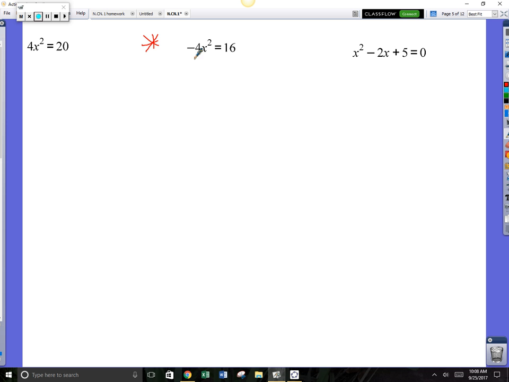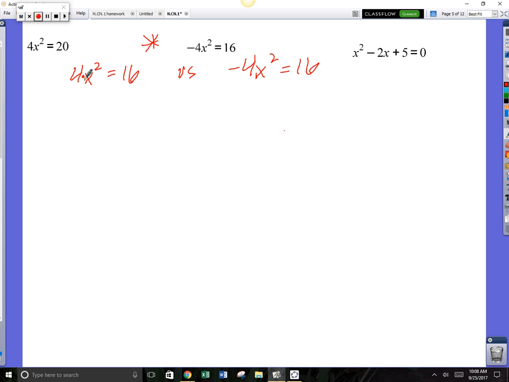Okay, let's look at side by side. Let's look at 4x squared equals 16 versus a negative 4x squared equals 16. So we're going to solve for x. We got to figure out what value we can put in for x to make this true. So let's do the 4x squared equals 16. Okay, we're going to solve for x.